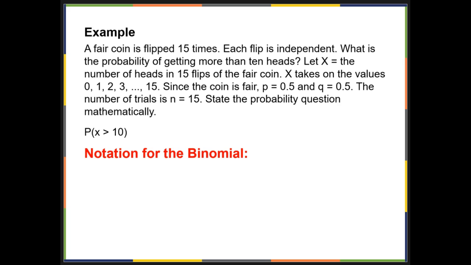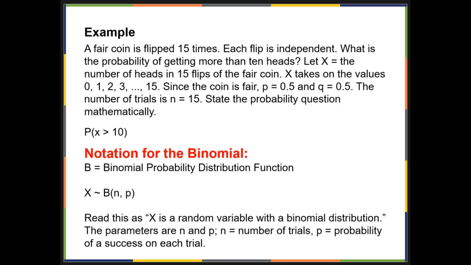Now let's talk about the notation for the binomial. B equals the binomial probability distribution function. We read this as x is a random variable with a binomial distribution. The parameters are n and p, where n is the number of trials and p is the probability of success on each trial.